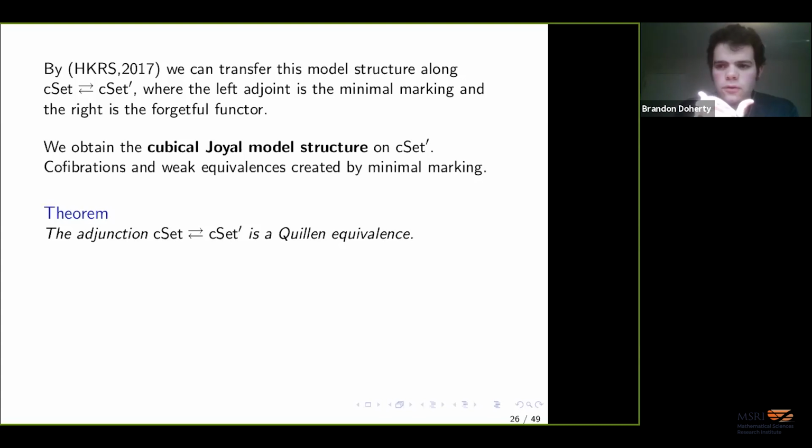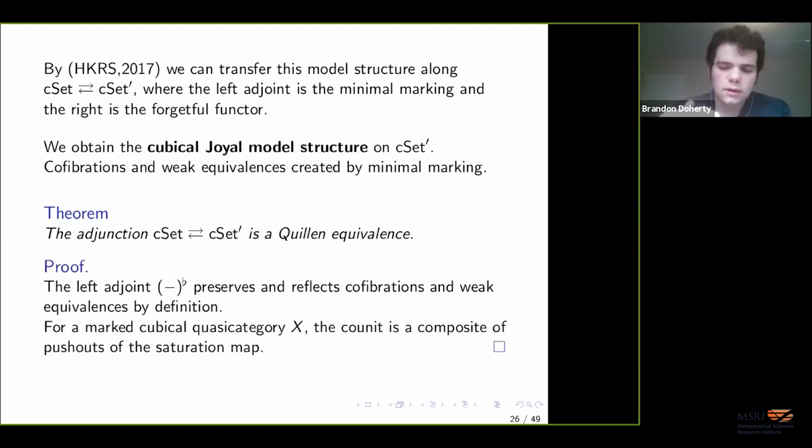Right, and so the first theorem that we have about this is that the adjunction is actually an equivalence. And that's fairly easy to see. By definition, the left adjoint both preserves and reflects weak equivalences. So in particular, that shows that this is a Quillen equivalence adjunction. And then because it both preserves and reflects weak equivalences, we can just check that the counit of this adjunction is a weak equivalence on any fibrant object, any marked cubical quasi-category in this case.